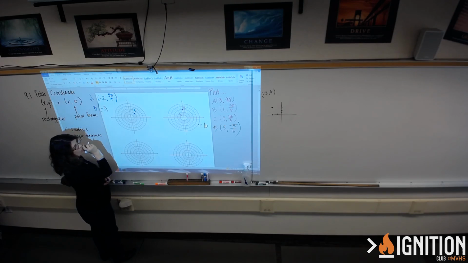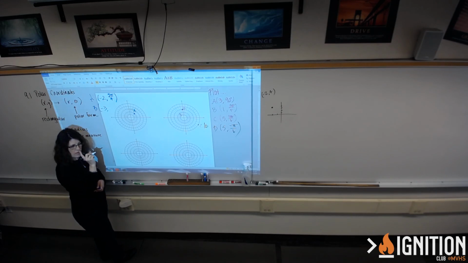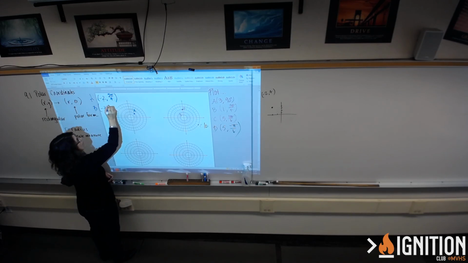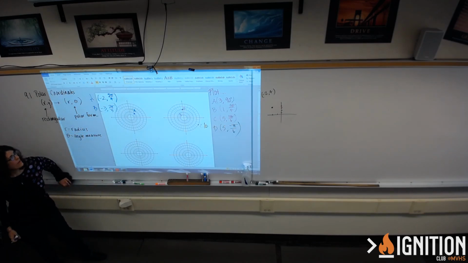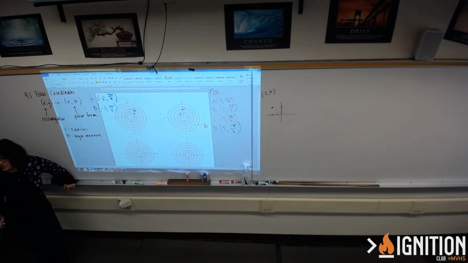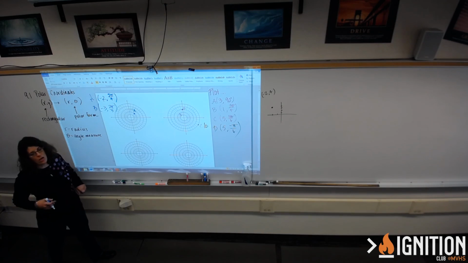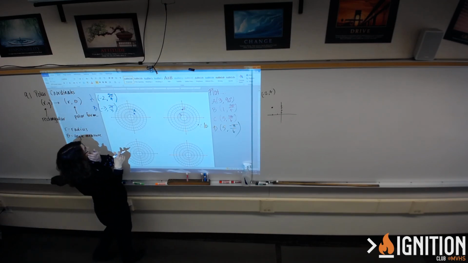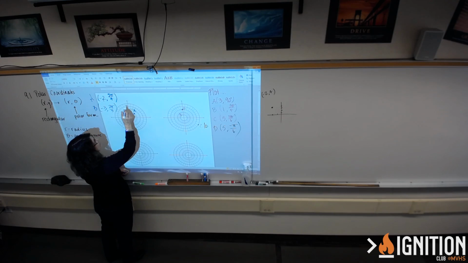Negative 3. That's 120. 2 pi over 3. That's 120, right? Yeah. I think so. Let's find 2 pi over 3. What quadrant is 2 pi over 3? Second. It's not going to end up in the second. You start in the second quadrant, and you're going to end up in the fourth quadrant. So 120. Anthony says it's 120, so if that's not right, it's his fault.